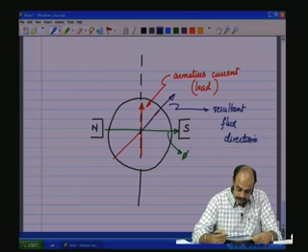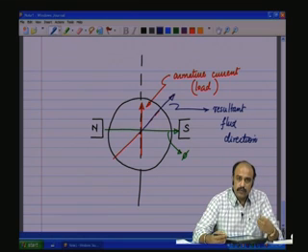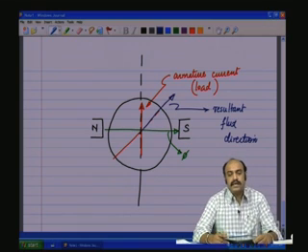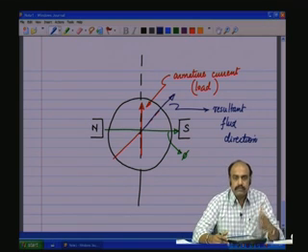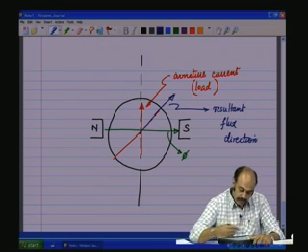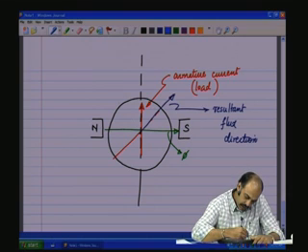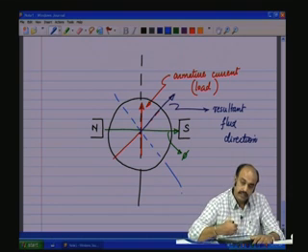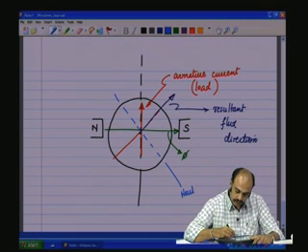So, therefore, to avoid these two problems, one is the I square R loss due to the circulating current, and the circulating current itself will heat up the winding, and the other one is the huge sparking, we need to place the brushes in the neutral zone. So, we said that the neutral zone is always orthogonal to the main flux. Now, here we have the resultant flux, and therefore, orthogonal to that would be this, and this would be the neutral zone. So, the neutral zone has shifted.